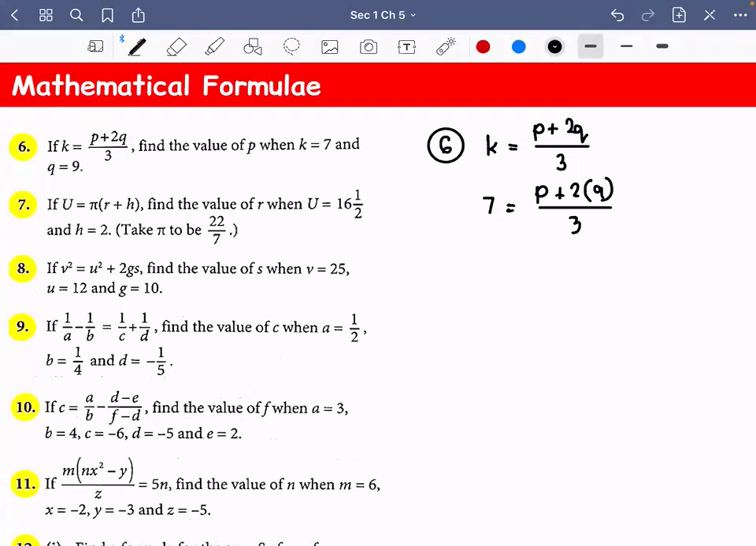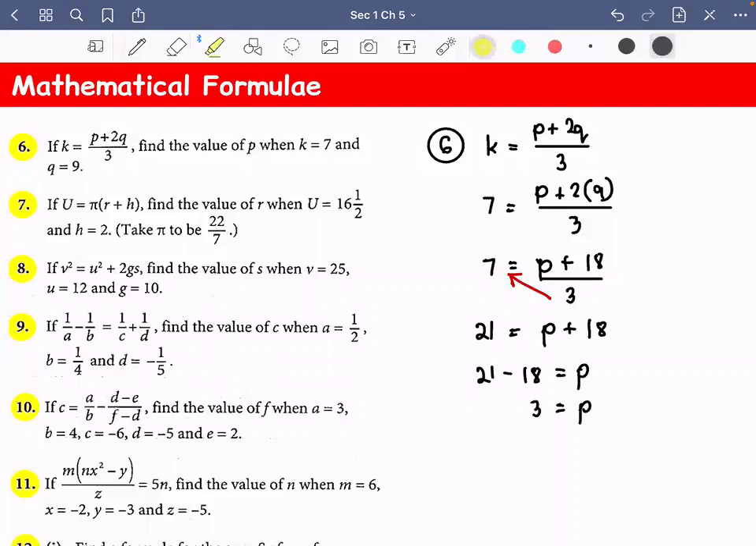So let's simplify this first. So 7 is equal to P plus 18 over 3. And then what do we do next? We cross multiply this, right? So it becomes 21 equals P plus 18. So what is P? Transposing 18, it becomes 21 minus 18 equals P. So therefore, P is equal to 3.